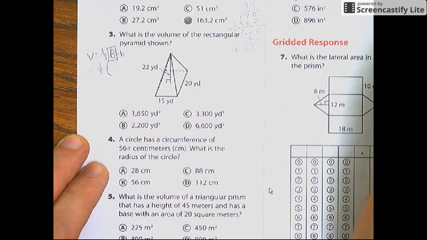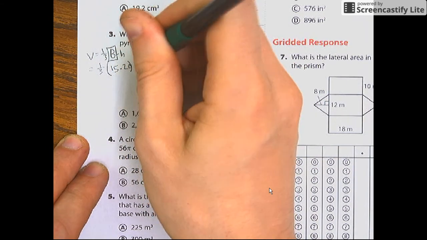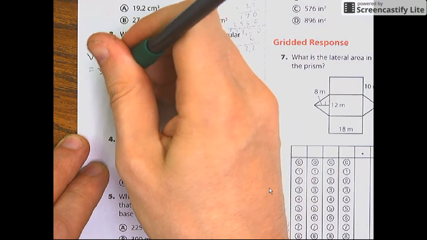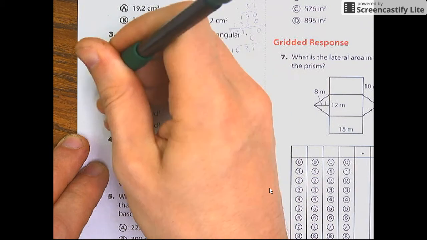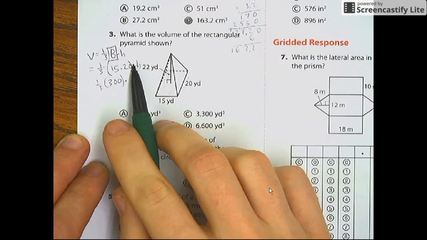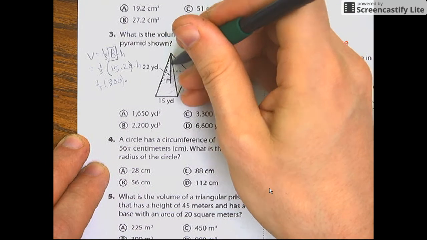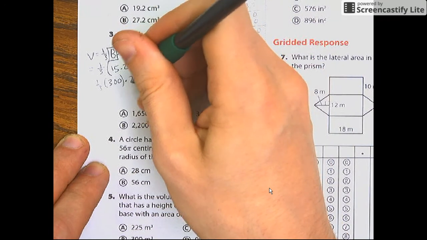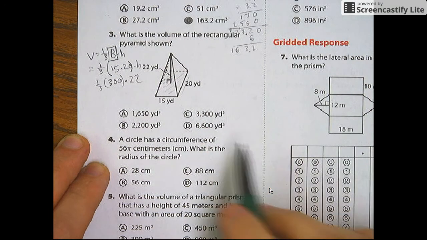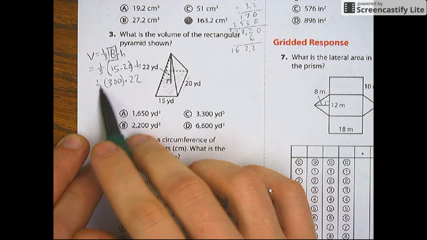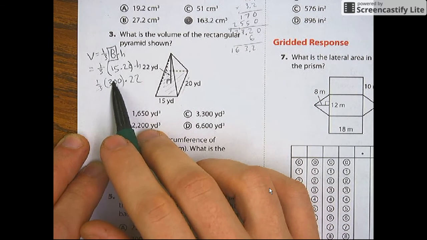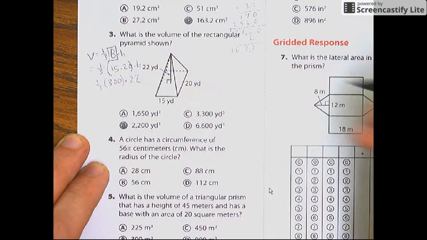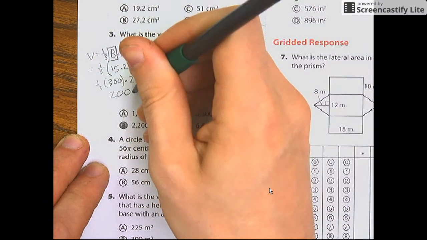Putting a rectangle shape around this, right? 15 times 20. 15 times 2 is 30. Add a 0, 300. Now, what's the height of my pyramid? Let's look, it's right here. Remember that H makes a height: 22. At this point, 1/3 of 300 is 100. 100 times 22 is 2200. So my answer choice B is going to give me the correct answer, 2200 cubic yards.